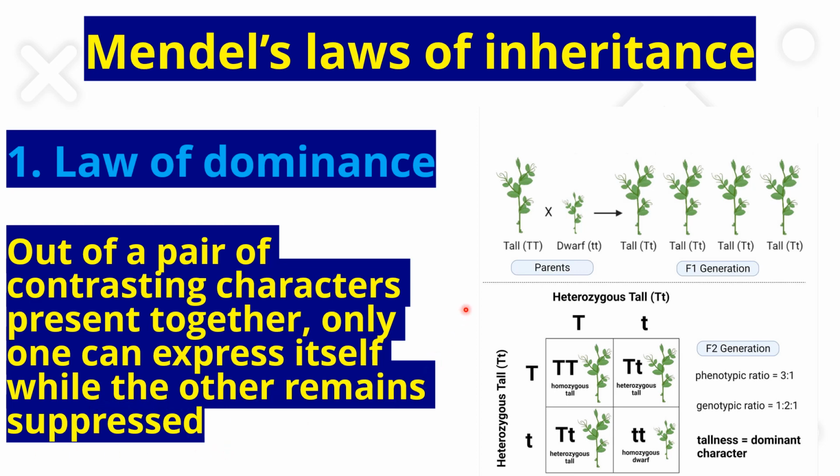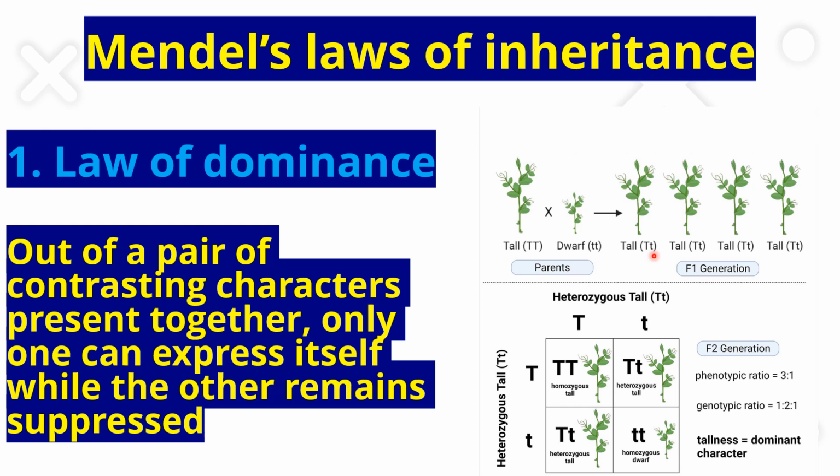Here you can see one example. Pure tall plant crossed with pure dwarf plant. Then in F1 generation, all the progenies are tall. Why are all the progenies tall? Yes, this shows the dominant character will express, the recessive character will suppress. If you check the F1 generation, all the progenies are tall, but they are heterozygous. If you look at the genetic constitution, the genotype is heterozygous dominant.